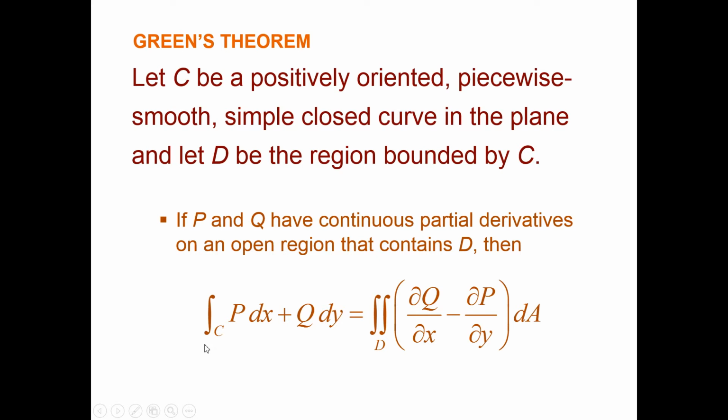the line integral along C of P dx plus Q dy is equal to the double integral of the partial derivative of Q with respect to x minus the partial derivative of P with respect to y. So this is actually the scalar form of Green's theorem. We'll see the vector form of Green's theorem in the next sections. So this is how Green's theorem gives us the relation between the line integral and the double integral.